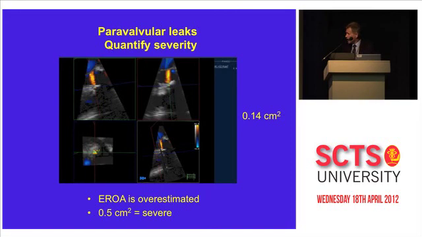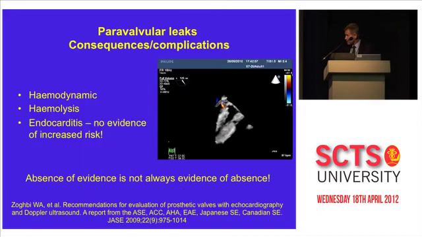With our Q-lab, you can really pinpoint it, get exactly to the orifice of that paravalvular leak. And in this case, I come up with a regurgitant orifice of 0.14 square centimeters, which is much less than you would expect for severe aortic or mitral regurgitation. So the effective regurgitant orifice area is overestimated, and we say that anything 0.5 square centimeters is severe. So in this case, this is not hemodynamically significant.